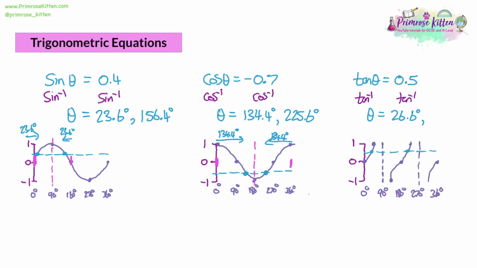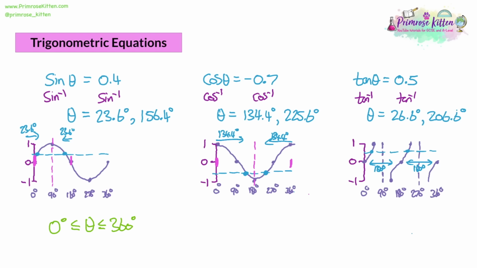Now there's a special thing with the tan curve, and it's that it repeats every 180 degrees. So all you need to do is take the 26.6, add 180 to it, and you're going to get another answer. And that's 206.6 degrees. Now the next thing we need to talk about is a range. All of these questions have a range that's in between 0 degrees and 360 degrees.